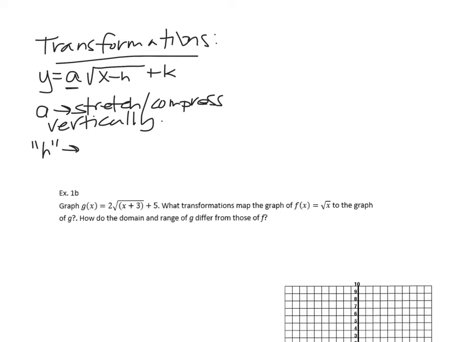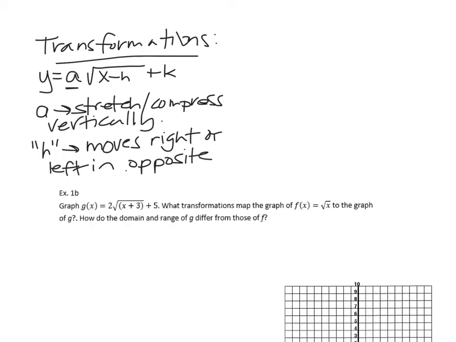If you have an h value, that's going to be on the inside with x, so it will move it right or left. And if you remember from quadratics, it always goes in the opposite direction from what the sign tells you it would be going. If you have a k value, that's going to move your graph up or down, and that moves up or down the same amount. If it's positive, it goes up, and negative, it goes down.